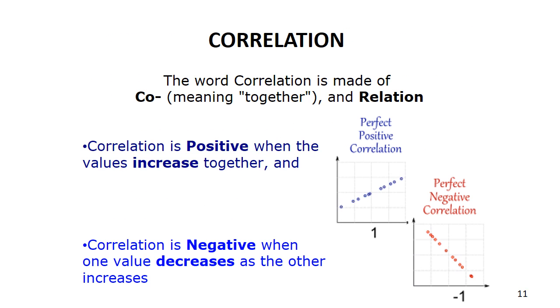All right, so when you think about the word meaning correlation here, you have co, which is together, and relation. So when you're looking at correlation of the data points together, positive means that they're going up together. You're increasing together. Whereas negative is decreasing. So this is going from left to right. If you're going from left to right and you're going up, that is positive. If you're going from left to right and going down, that's negative. And that is the best way to think about this.